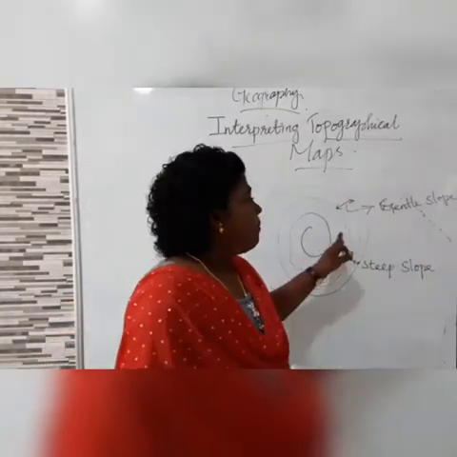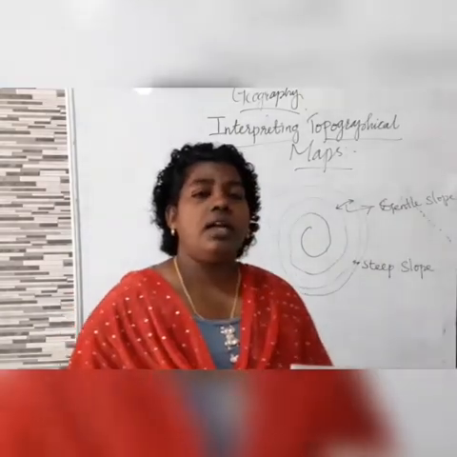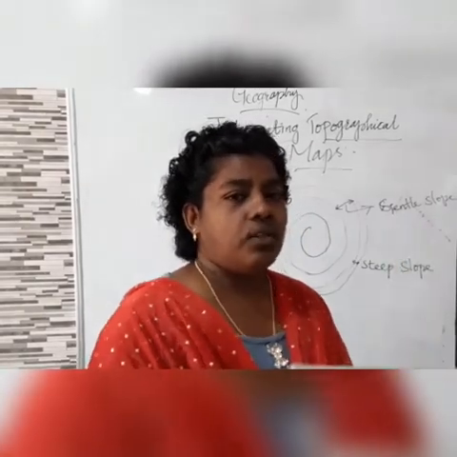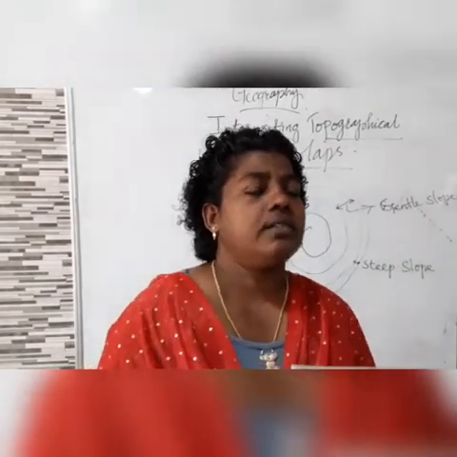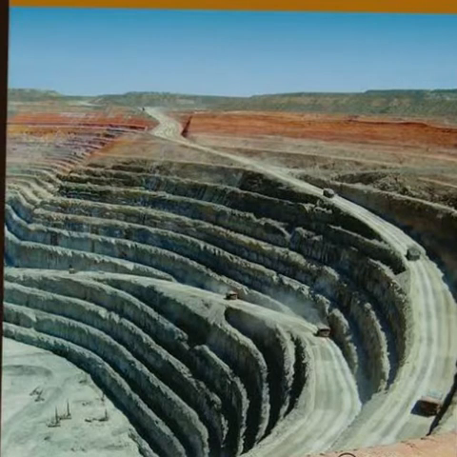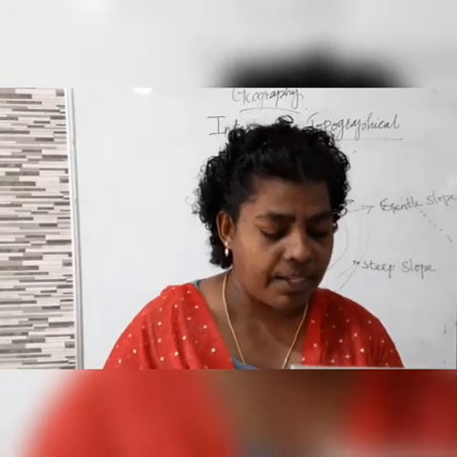And for the plateau region, how will you identify whether the area is tableland or plateau? You know what is tableland or plateau? The region which is comparatively higher than the surrounding area is called what? Tableland or plateau. Here what happens? These contour lines are very close. Okay, how are the contour lines here in the plateau region?